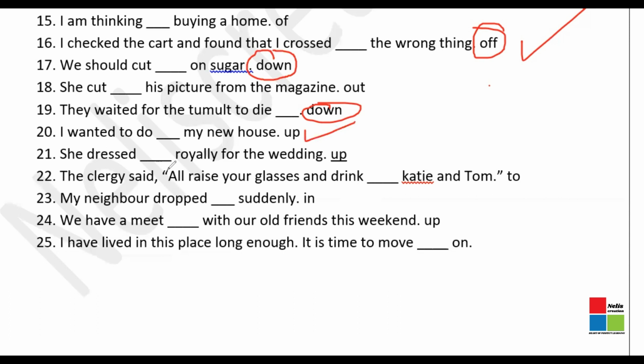She dressed dash royally for the wedding. She dressed up. She dressed up royally for the wedding. We all dress up when we want to go out somewhere. And yes, this is the preposition.